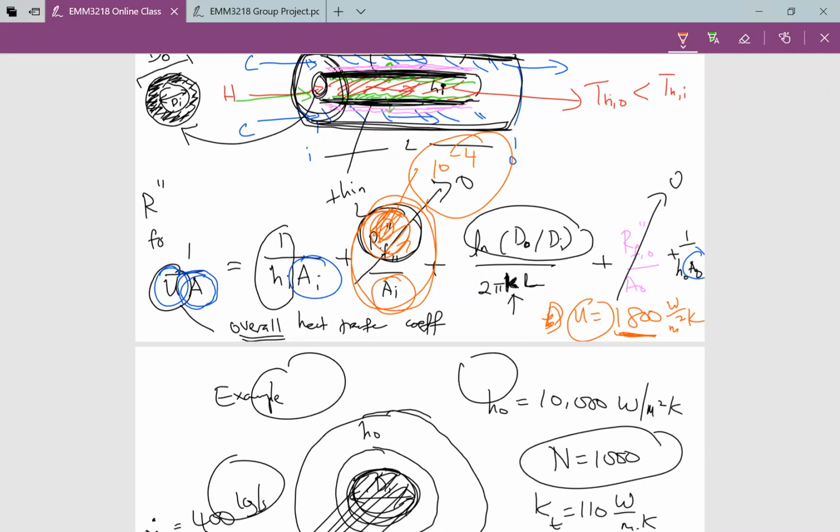So that is why we don't like fouling in heat exchangers. There are methods people have come up with to mitigate fouling, basically to prevent it from happening. It still happens, but they try to reduce the thickness and so on. Okay.